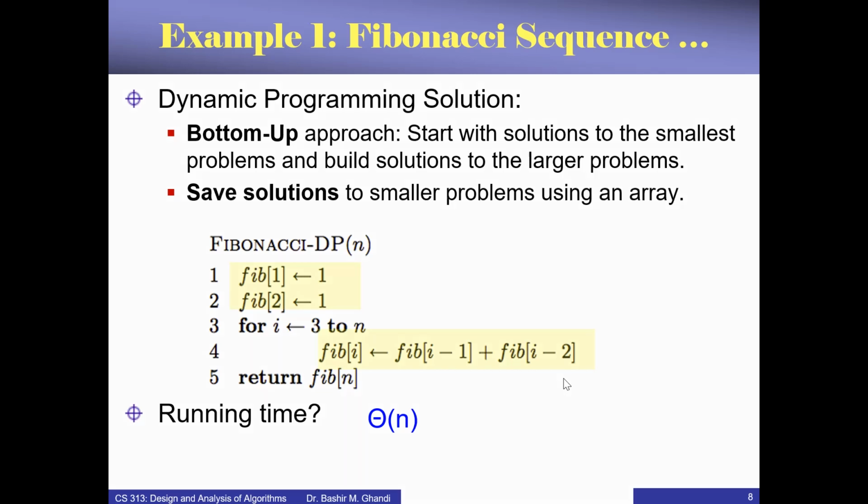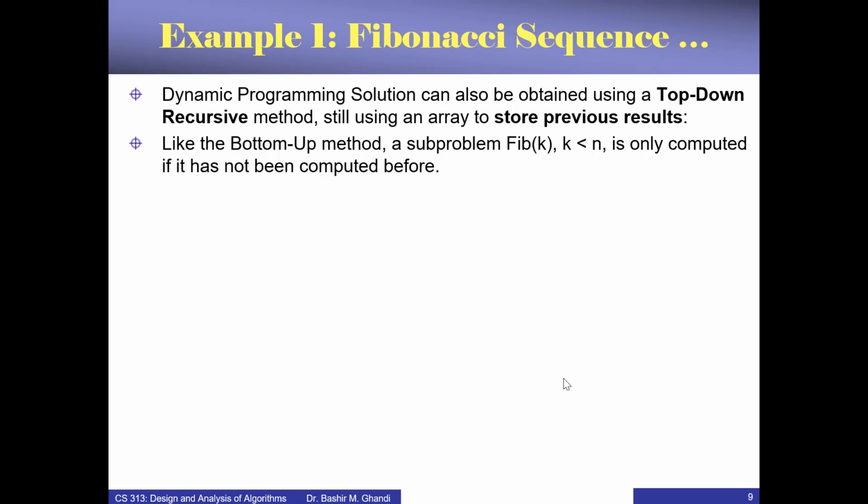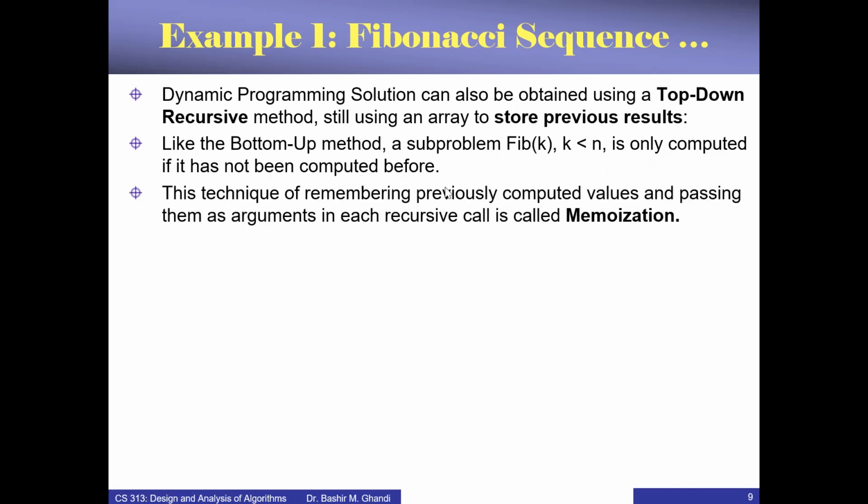Okay, now let us look at the other approach, which is called top-down using memoization. The top-down is actually a slight modification to the recursive algorithm. In other words, we're still going to use recursion. However, we're going to improve it by using an array to store the values that are computed, so that when we encounter the same n, we just read the value from the one that was computed earlier. As we said, like the bottom-up, a subproblem fib of k, where k is less than n, is only going to be computed one time. And this technique is called memoization, coming from the fact that we are remembering the previous solutions.